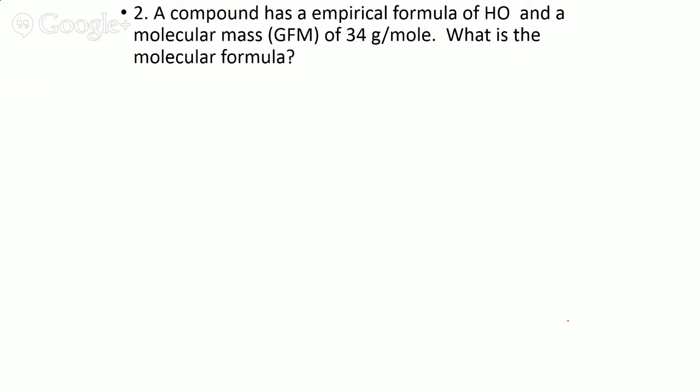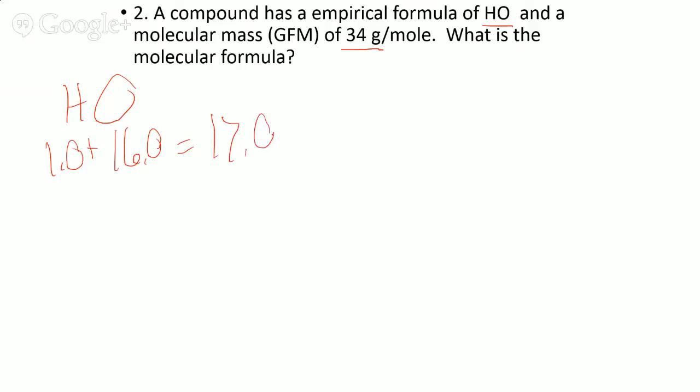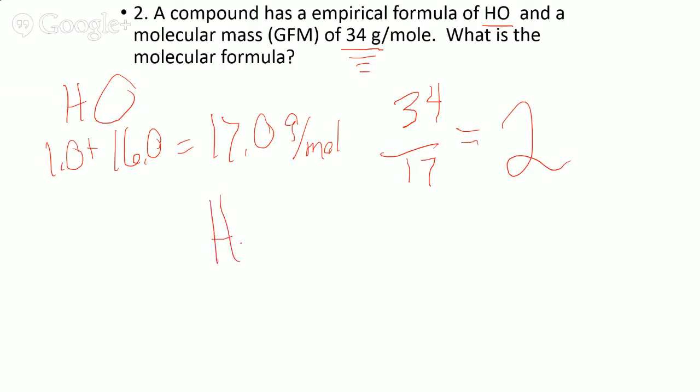Take a look at another one. A compound has an empirical formula of HO and a molecular mass of 34 grams per mole. What is the molecular formula? Same process. So HO, I know H is 1.0 and oxygen is 16.0, so I know that I'm counting by 17s. So that is the mass of my empirical formula. Now it's saying the molecule is actually 34. So I do 34 divided by 17 to figure out how many empirical formulas I have in my molecule. That's 2. So the formula will be H2O2 because I just doubled my empirical formula of HO.